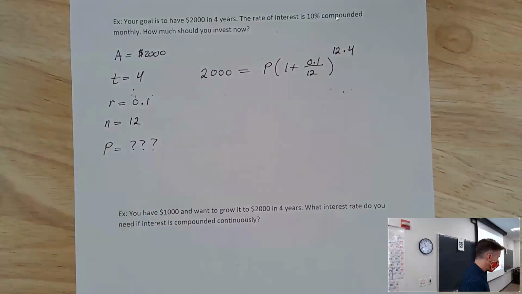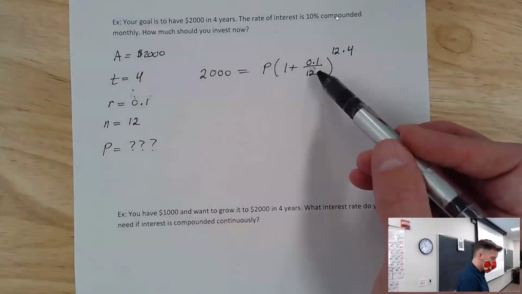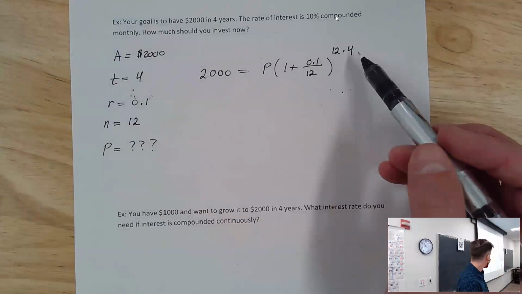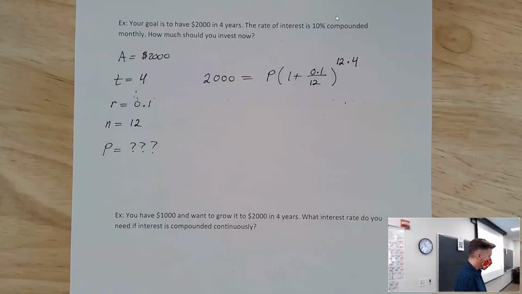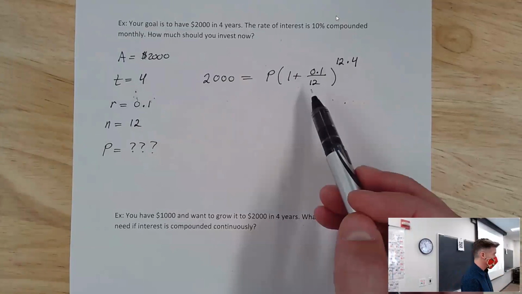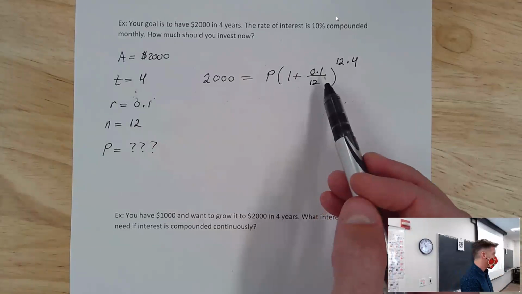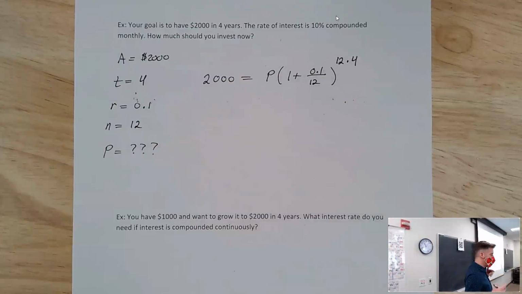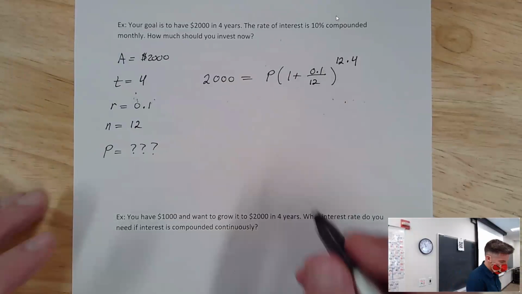So there it is. There's my P times 1 plus R over N to the N times T power, where my interest rate is 0.1, the N is 12, the N is 12, and it's times 4. And just like I was saying with the other problem, I don't really want to simplify this or get a decimal approximation of this until the very end, right? 0.1 divided by 12 is not pretty. It's a repeating decimal.